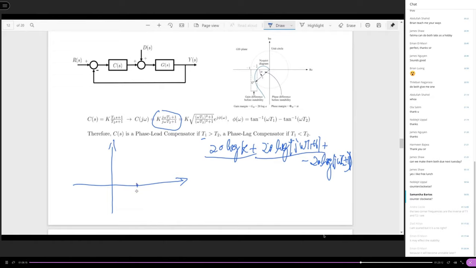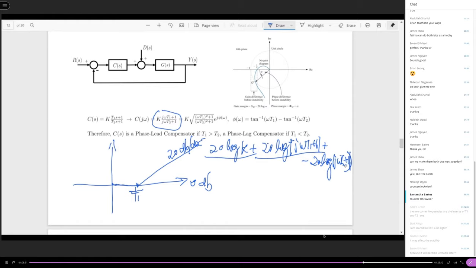We identify the 1 over T1 here, which is the corner frequency. Because this is a numerator, we know that the plot is going to start at 0 dB, go up to the 1 over T1 corner frequency, and then go up at 20 dB per decade. This is what we learned from the Bode plot. Very easy, the approximation can be done.